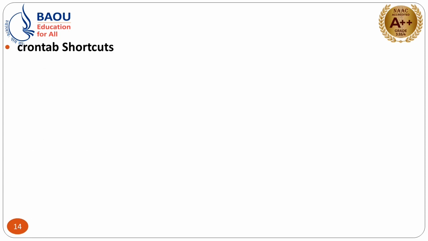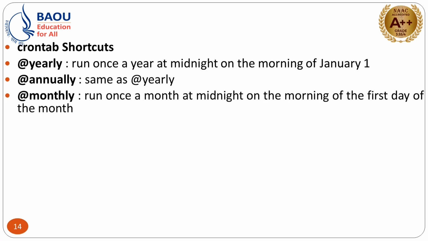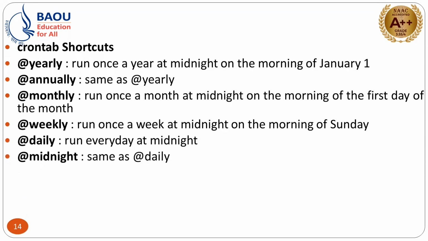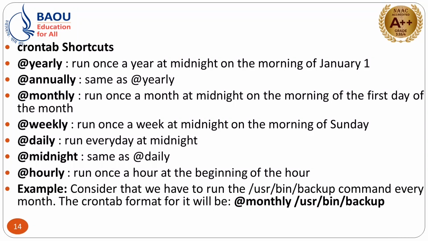Then after that, crontab shortcuts, these are self-explanatory. Say for example, you want to execute a particular job or command yearly or annually, you can use this notation. In the same way monthly, weekly, daily, midnight, hourly. So these are the various shortcuts by which you can execute a command or that particular job, using all these options, right?